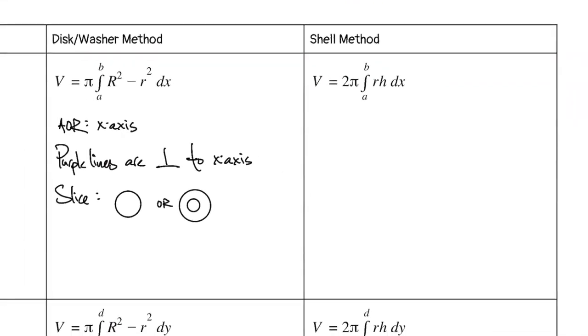Now, I'm wondering if you can tell me how each of these parts changes if I say you are finding shell method and at the end you already have a dx.